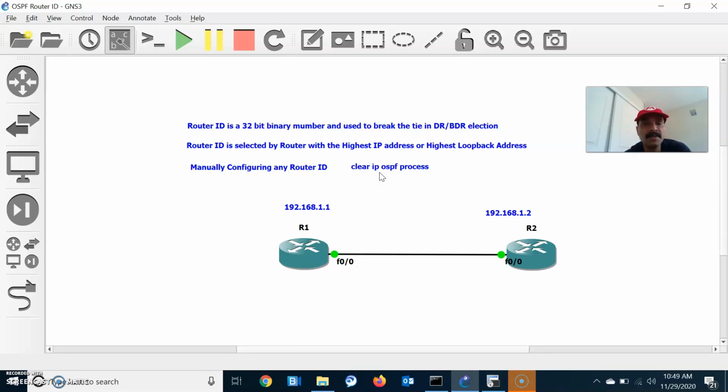This is a 32-bit binary number and it is also used to break the tie in DR-BDR election. So in case of DR-BDR election, we always go with the router ID. It is elected by the router with the highest priority or the highest router ID.